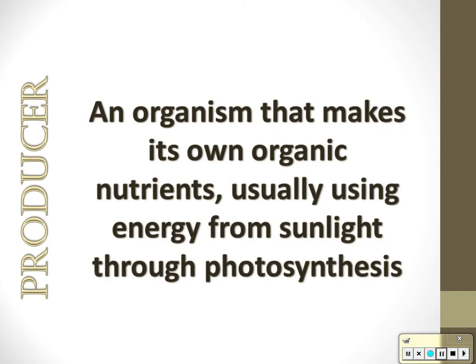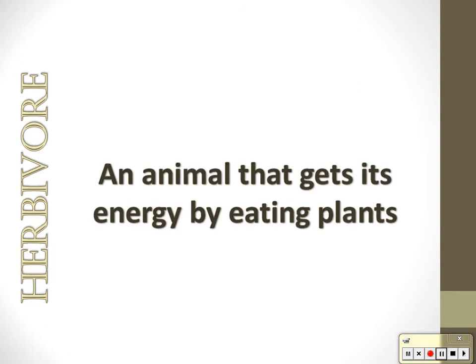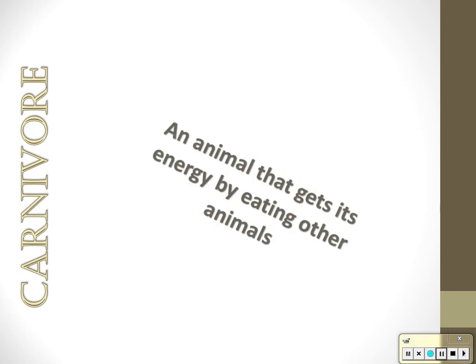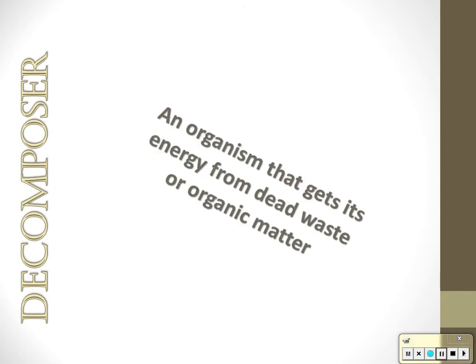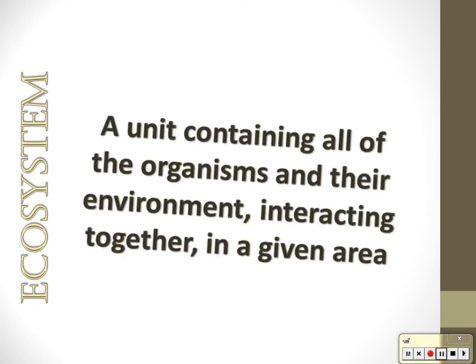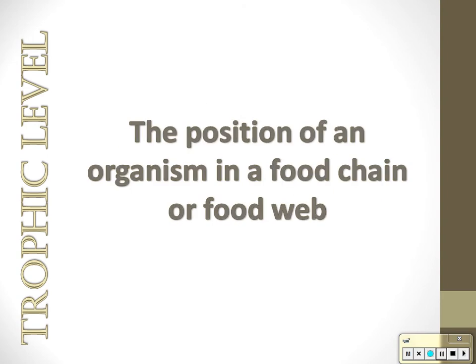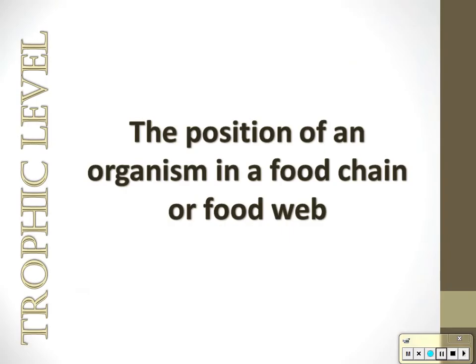Producers make their own nutrients. Well, technically they just make the sugar. Consumers feed on other organisms. Herbivores only eat plants to get energy. Carnivores only get energy from eating other organisms. And a decomposer gets its energy from dead waste or organic matter. Okay, and then there's a few more definitions: ecosystem, trophic level, and there should be, in all honesty, one on population too. Oh, there is one on population. It's in the next section.